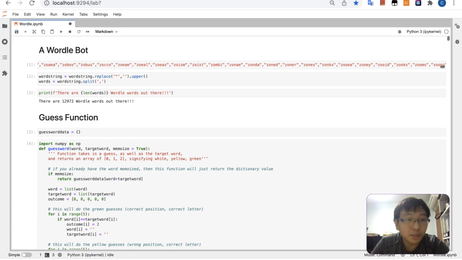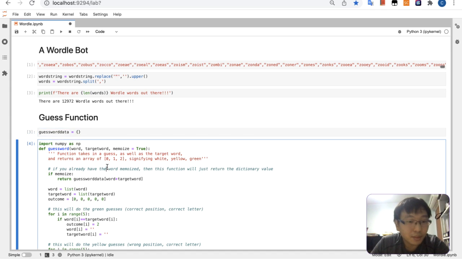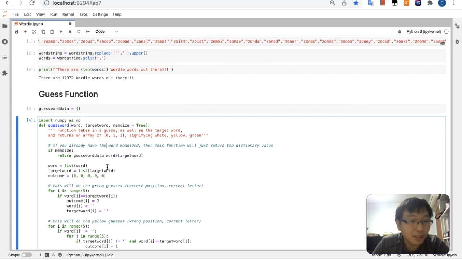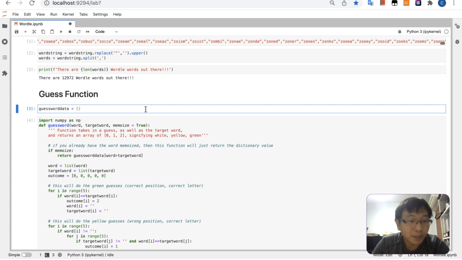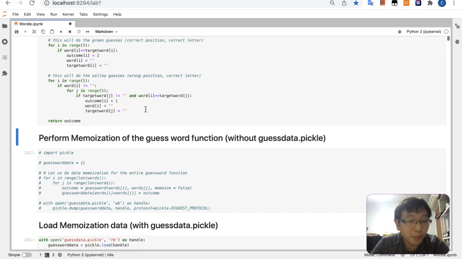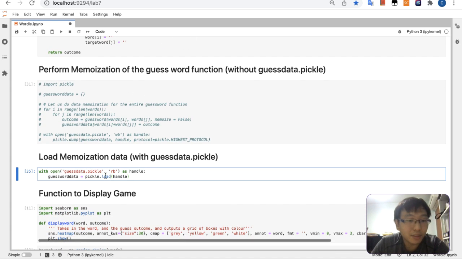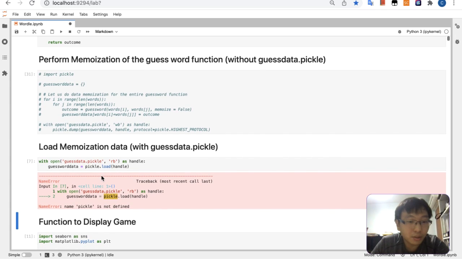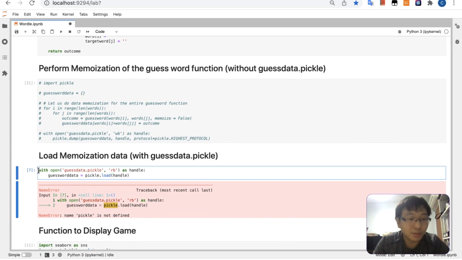Let me just turn this off, it's lagging. Okay, so we have this. I will need to redo my Wordle bot again. But instead of doing the whole memorization again, thankfully I have this guessword data which I saved earlier. I can just do pickle.load. Oh, I need to import pickle.